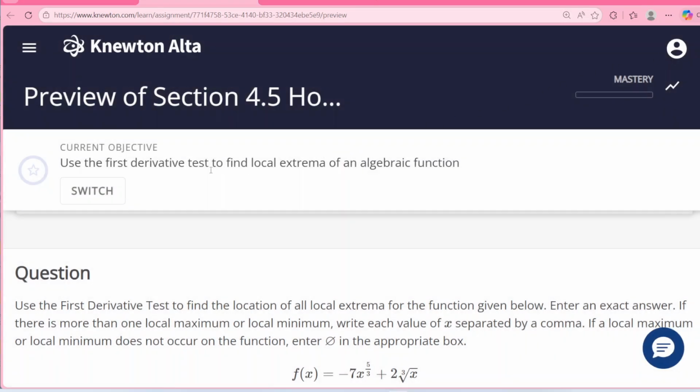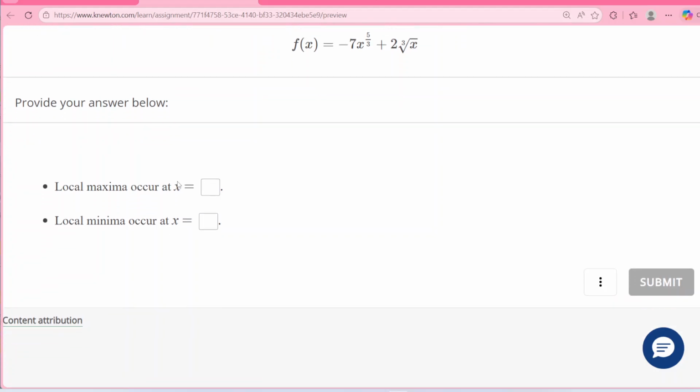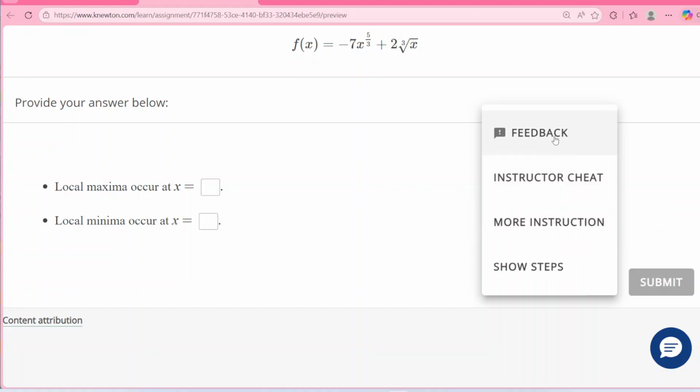Then on your home page, you have your current objective, then a question beneath that, related to that objective. And at the bottom of every question, you should be seeing a feedback button. So if you notice any errors in the question or in the answer explanations after a question, you can send feedback directly to Knewton support, and hopefully someone gets back to you relatively quickly with a way to help you fix your issues.